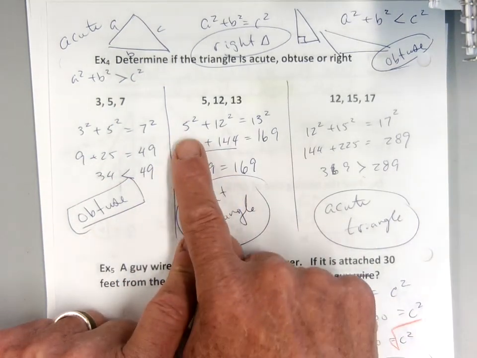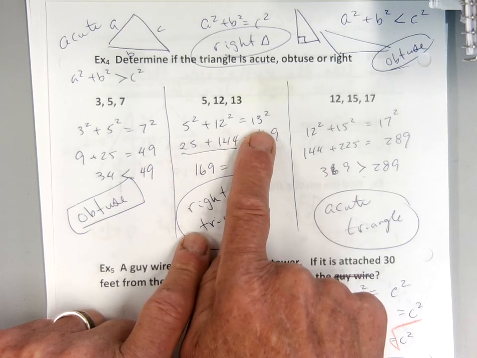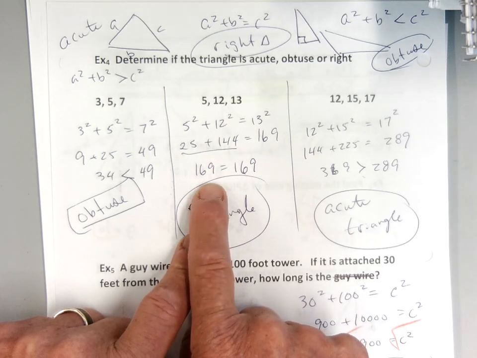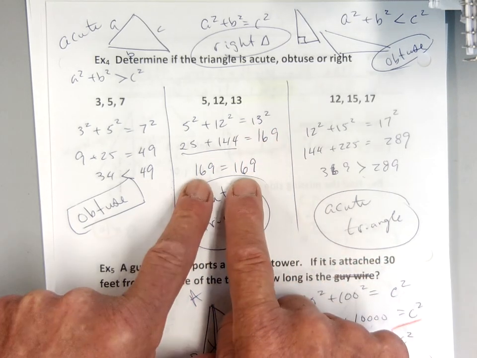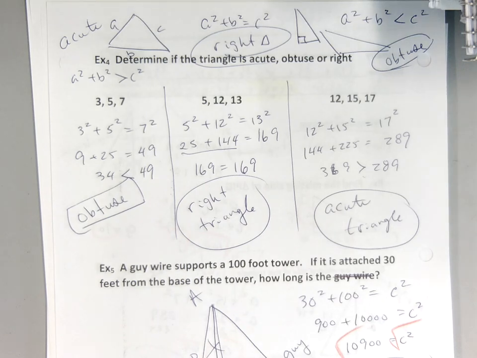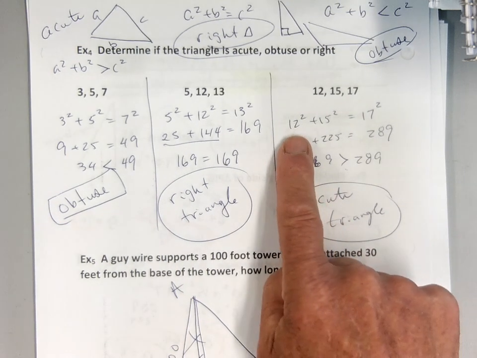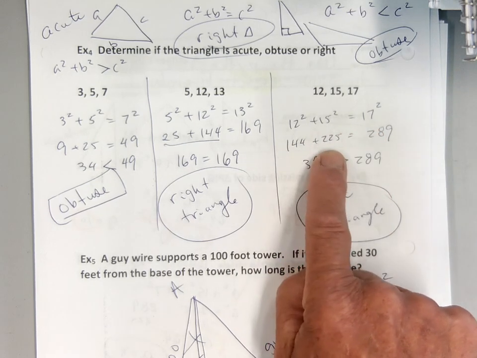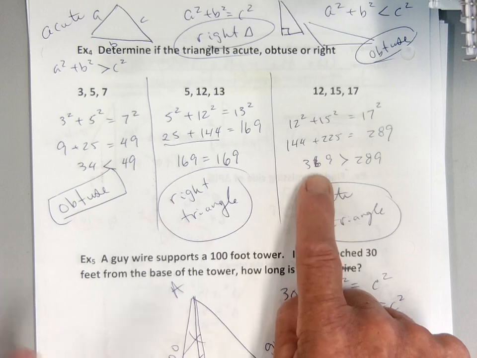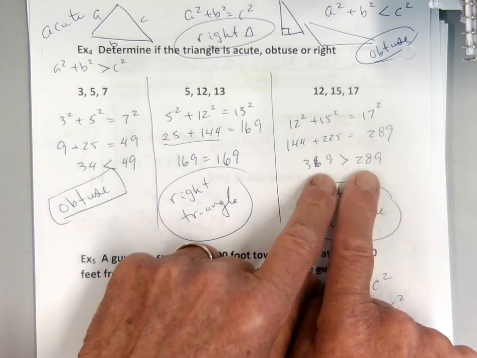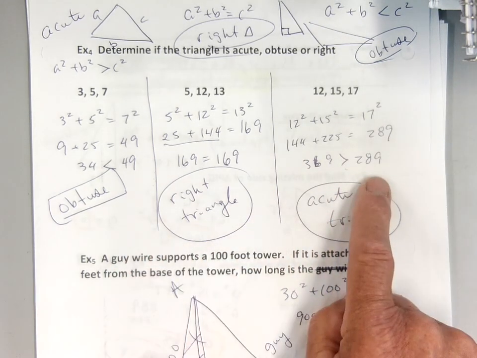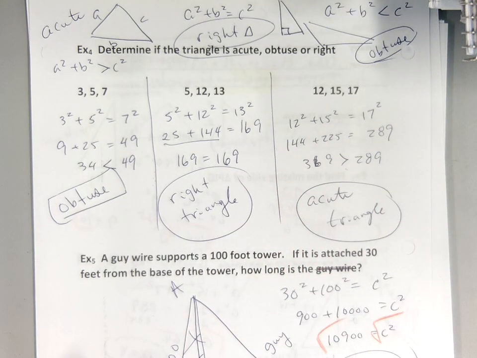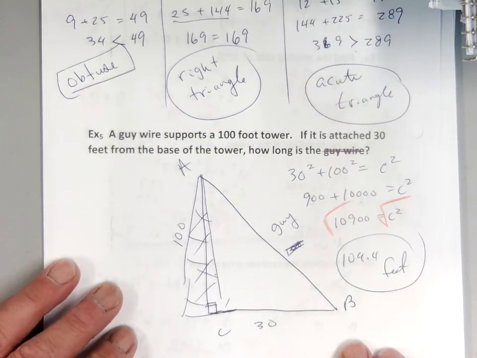Second example, we went 5 squared plus 12 squared equals 13 squared. Right, just Pythagoras' theorem, you got 25 plus 144. Added those together, you get 169, because 13 squared is 169. Hey, it's equal to a right triangle. And then finally, the last one, I went 12 squared plus 15 squared equals 17 squared. 144 plus 225. I added those together, and I got 369, which is much bigger than the 289 for the c squared. So this one must be acute. If a squared plus b squared is bigger, it's got to be acute. It's that easy.